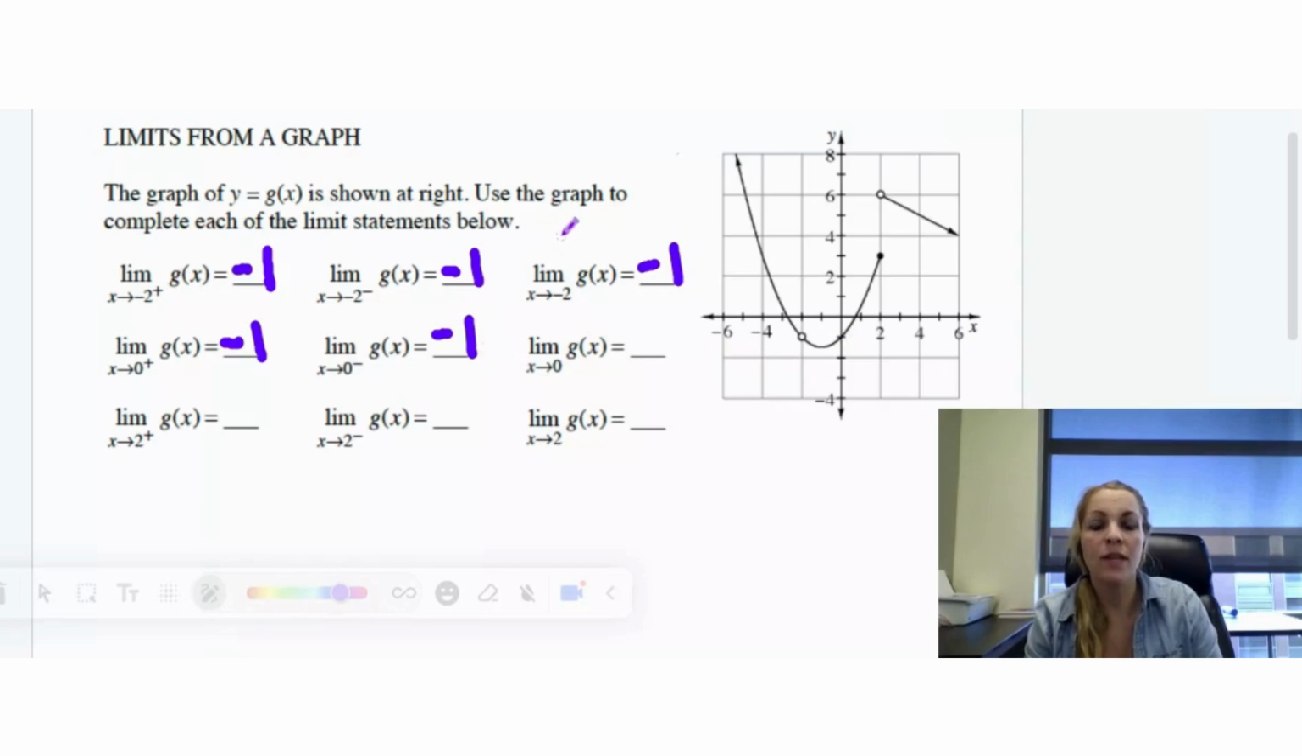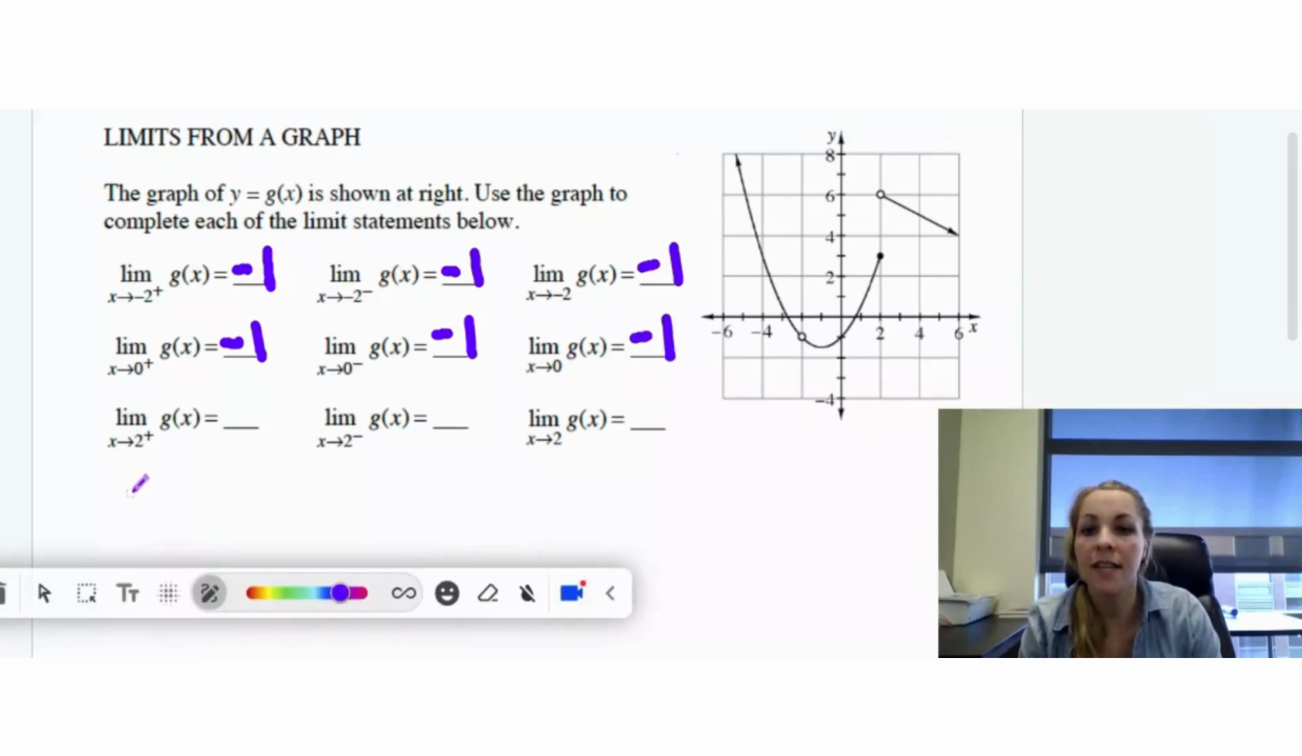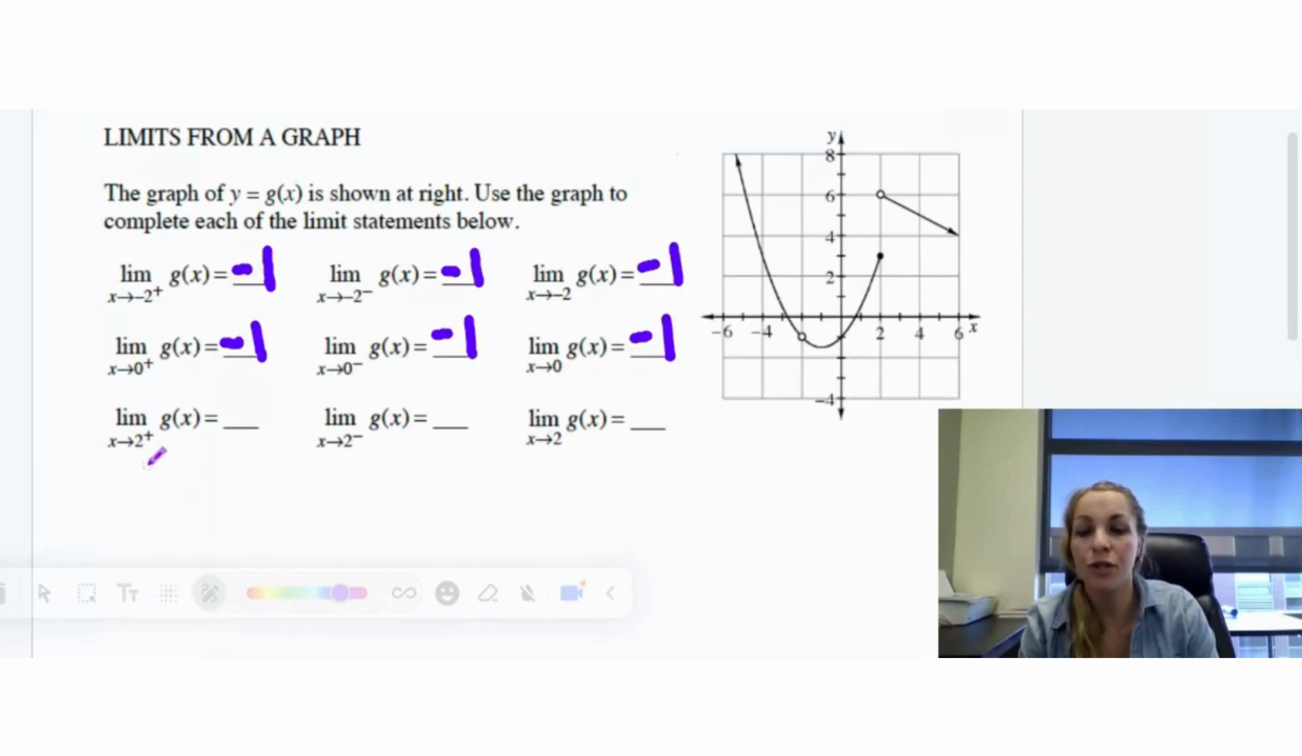Now remember before we said a limit exists at a point if from the left side and from the right side we think we're going to the same spot. And since from the right side and the left side it was both -1, the limit as x approaches 0 is -1. All right, our last set of problems here as x approaches 2.